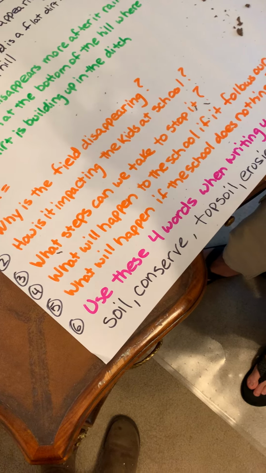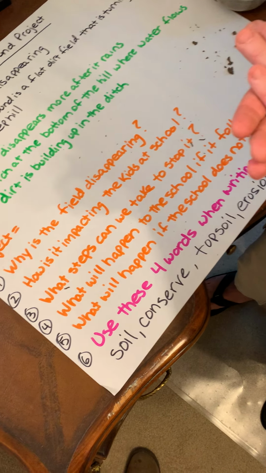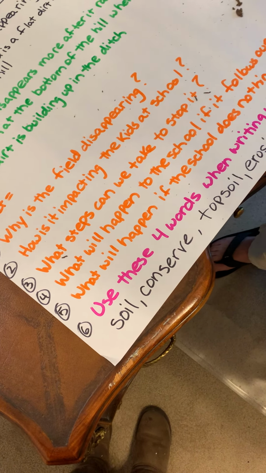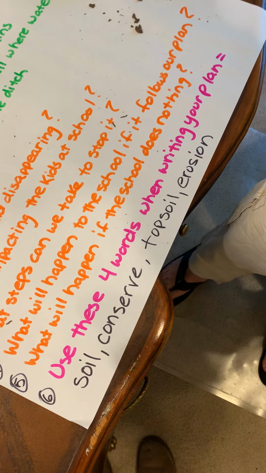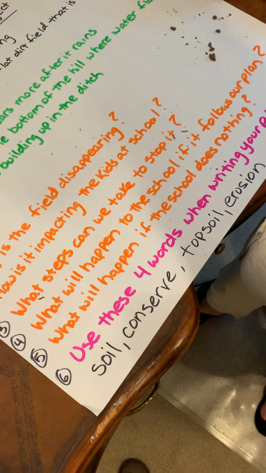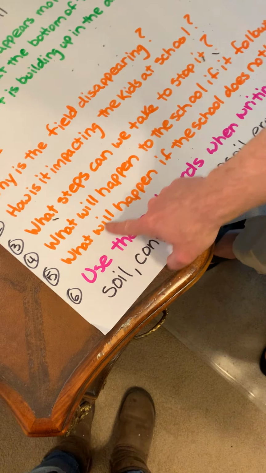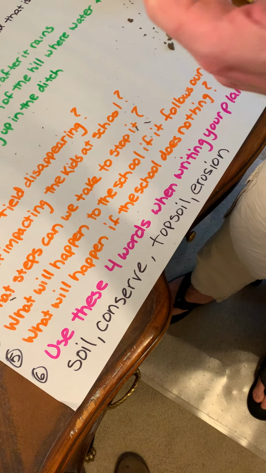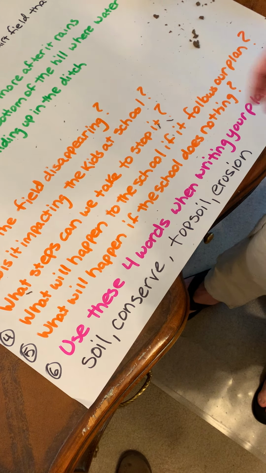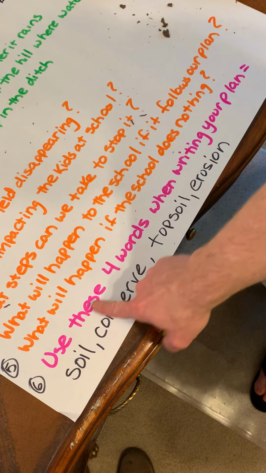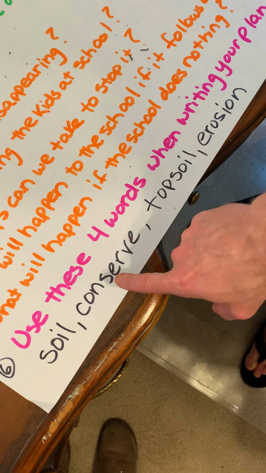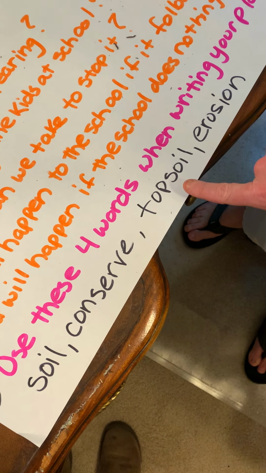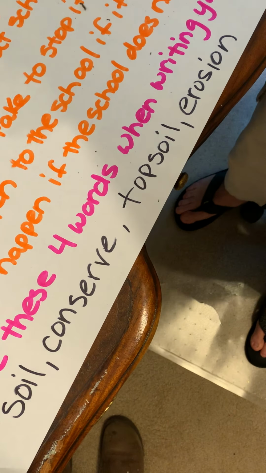I think we're going to have to figure out a way to stop the problem and to keep it from happening in the future too. What will happen to the school if it follows our plan? If it listens to us, how will things change? What will happen if the school does nothing? If they don't listen to our plan, what is going to be the effect on the school? And make sure you use these 4 words when you're writing your plan. 1, soil. 2, conserve. 3, topsoil. And 4, erosion.